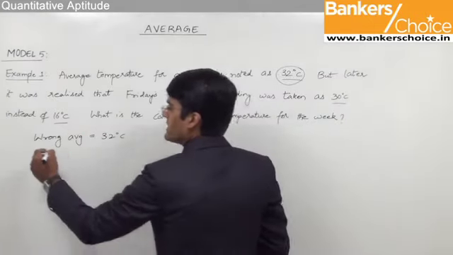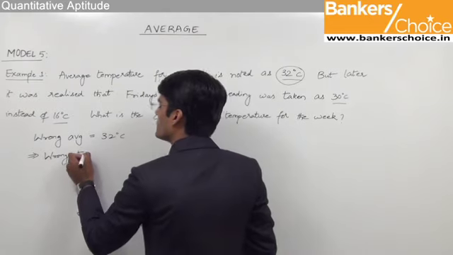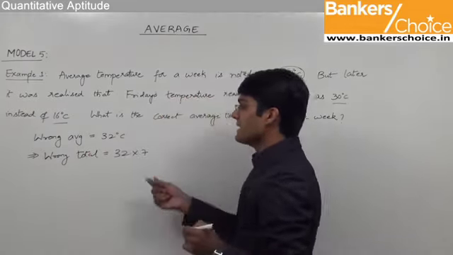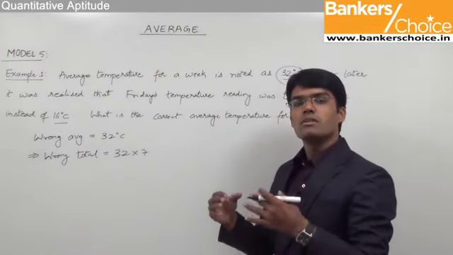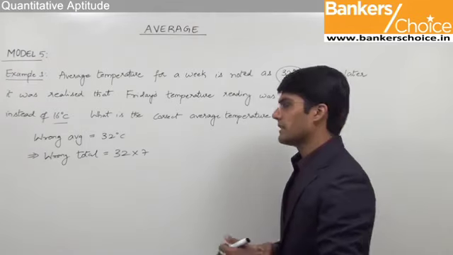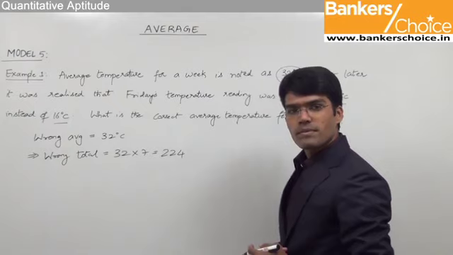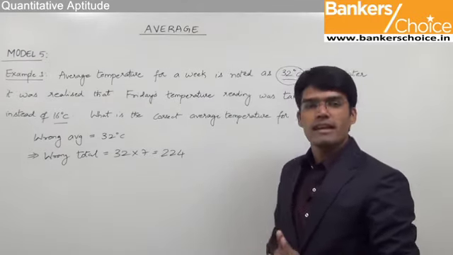Now from this we can say that the wrong total of all the values should be equal to 32 into 7, as there are 7 days in a week. So 32 into 7 will give you the total of all the temperatures for that week, and 32 into 7 is equal to 224. Now from this wrong total, let us first find out what the correct total should be.